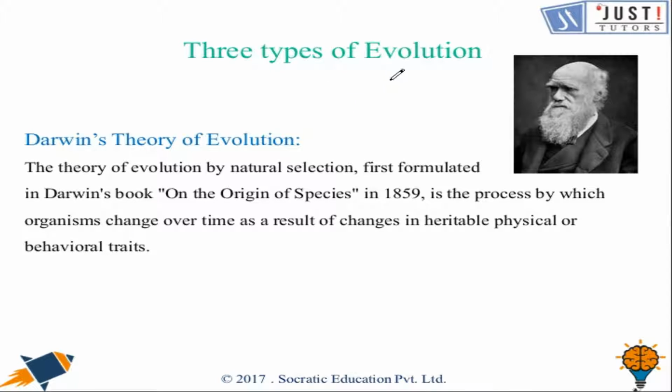Now, three types of evolutions are: the very first is Darwin's theory of evolution. The theory of evolution by natural selection, first formulated in Darwin's book named On the Origin of Species, released in 1859. It is the process by which organisms change over time as a result of changes in heritable physical or behavioral traits. Changes that allow an organism to better adapt to its environment will help it survive and have more offspring.